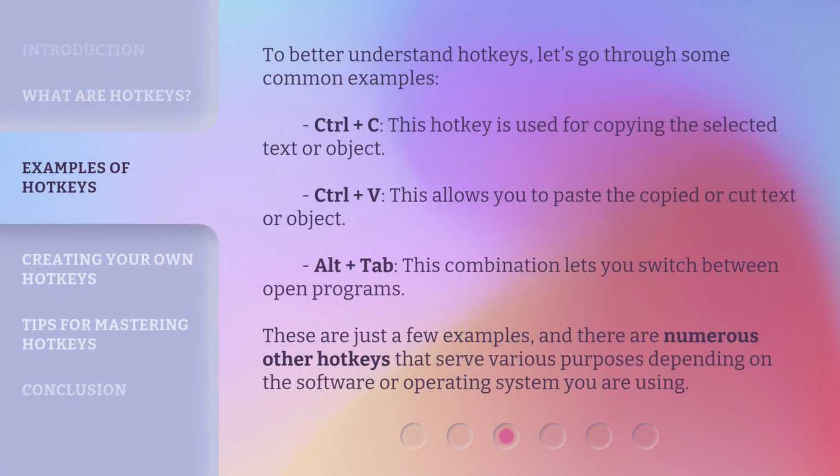To better understand hotkeys, let's go through some common examples. Ctrl+C. This hotkey is used for copying the selected text or object. Ctrl+V. This allows you to paste the copied or cut text or object. Alt+Tab. This combination lets you switch between open programs. These are just a few examples, and there are numerous other hotkeys that serve various purposes depending on the software or operating system you are using.